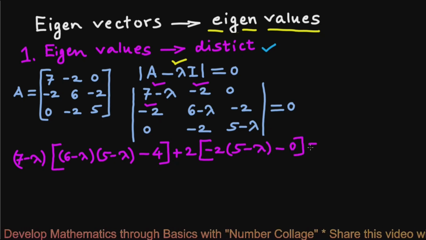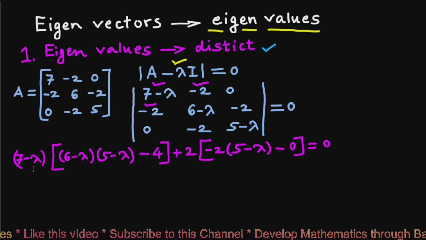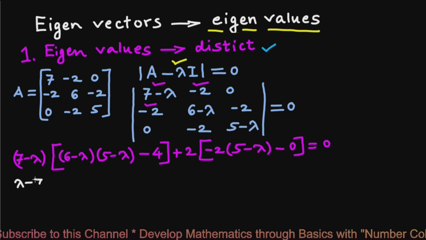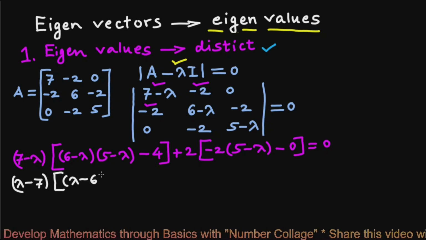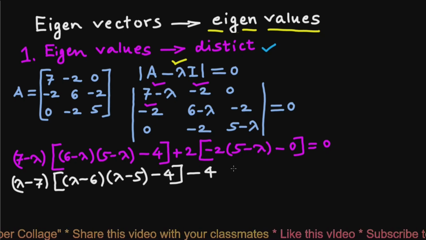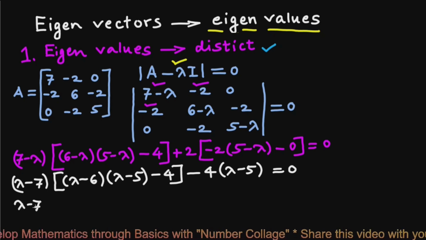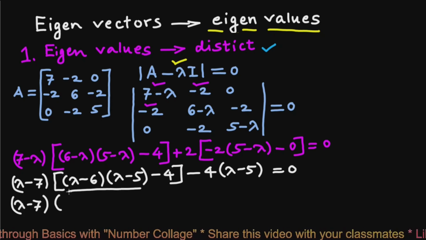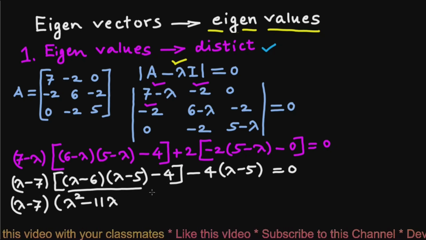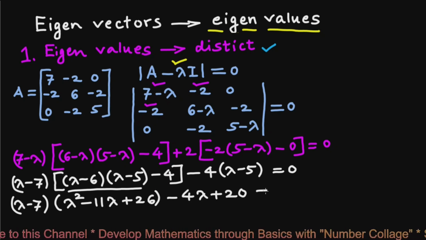minus this 0, equals 0. In order to simplify the calculations, let us write the terms in the bracket in the reverse order. So it will be lambda minus 7 multiplied by lambda minus 6 into lambda minus 5 minus 4, minus 4 times lambda minus 5, equals 0. This will be further lambda minus 7 multiplied by the product of these two brackets, which will be lambda square minus 11 lambda plus 30 minus 4, plus 26 minus 4 lambda plus 20, equals 0.